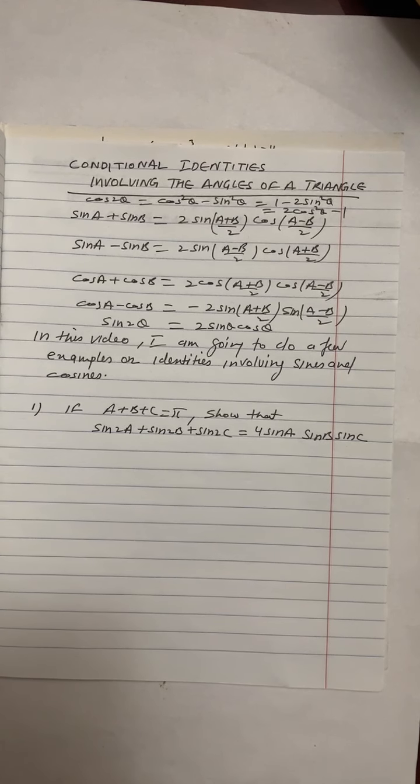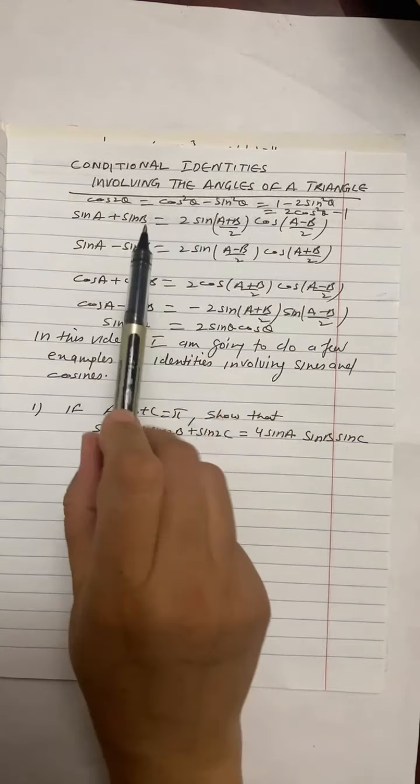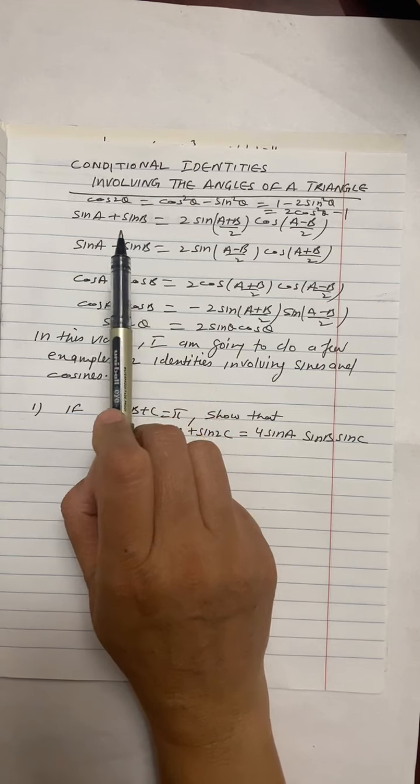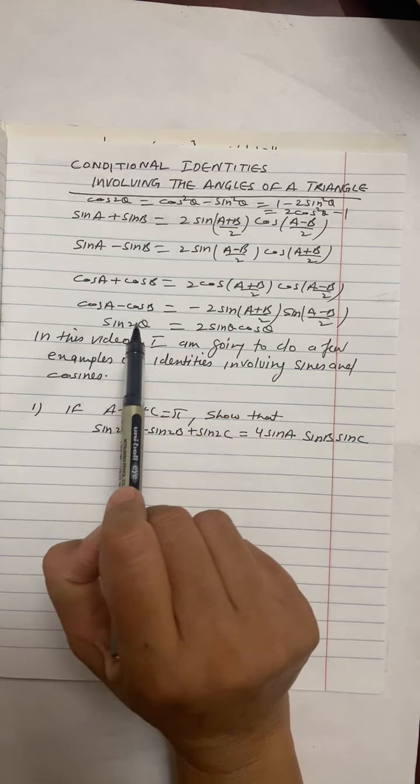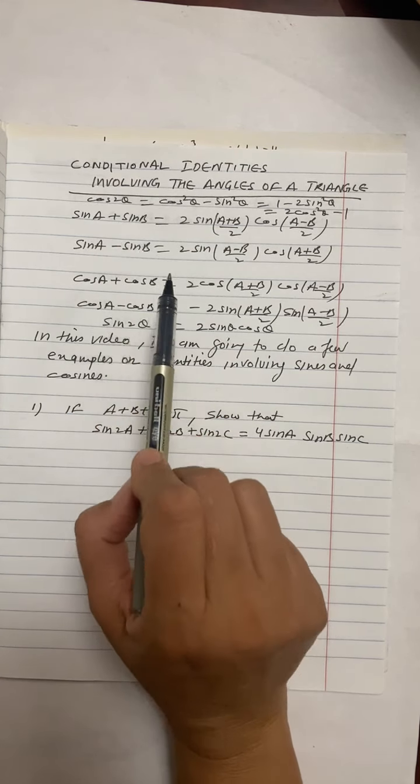In today's lesson, I'm going to do a few questions on conditional identities involving the angles of a triangle. But before I do, I quickly want to recap a few formulas which we will need during these examples.